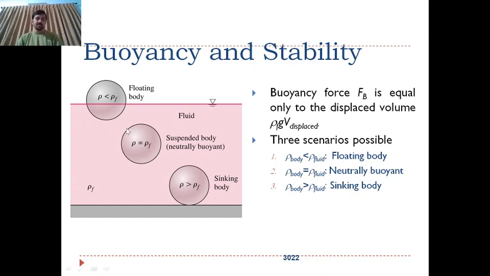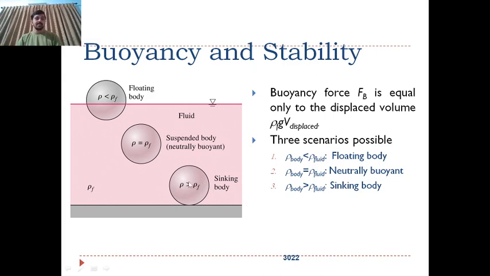Now here the first case, it is a floating body where the density of the body is less than that of the fluid, rho. Density of the body is less than that of the fluid, it will be obviously floating. When the density of the body is equal to the density of the fluid, it will be in a suspended condition, neutrally buoyant. It will not immerse or float, neither completely submerged nor floating.